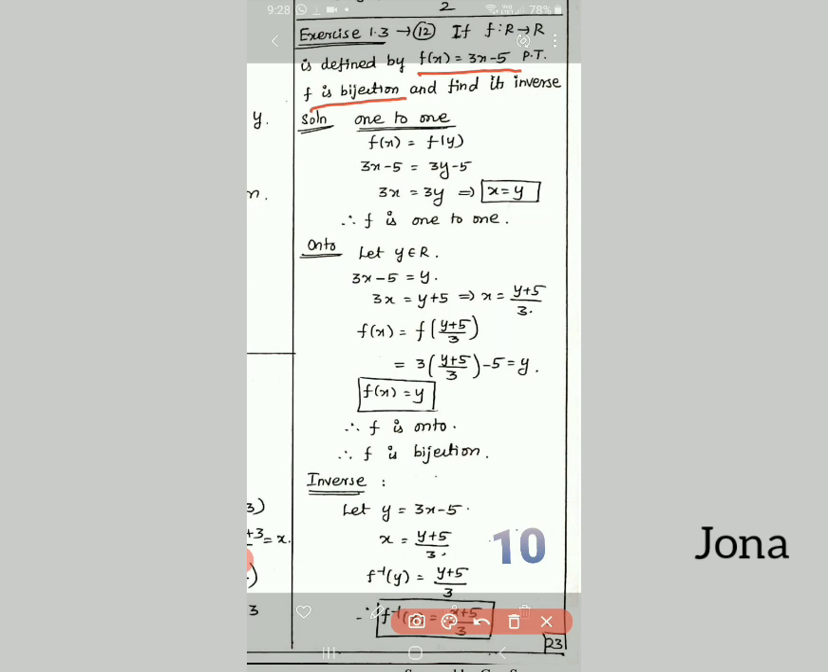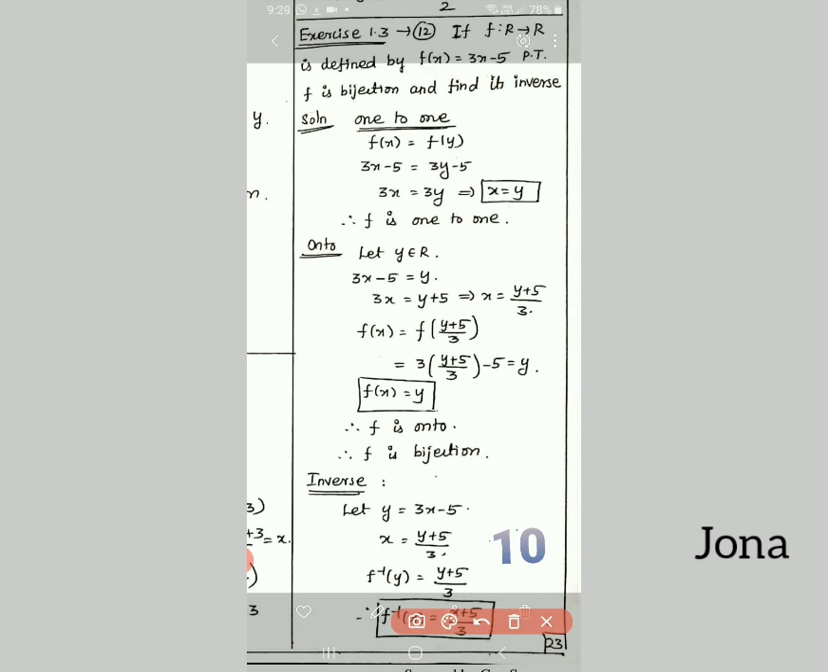So here f of x is given. In a 1 to 1 function, the definition is if f of x equals f of y, the result will be x equals y. That is what we are going to prove here. So I want to take f of x, which is nothing but 3x minus 5. I take f of x equal to f of y. F of y is, in the place of x, substituting y, so f of y is 3y minus 5.